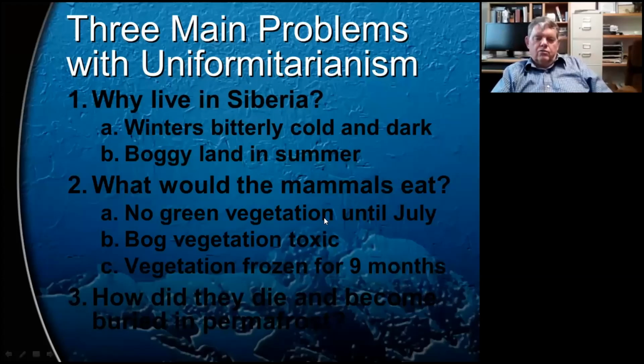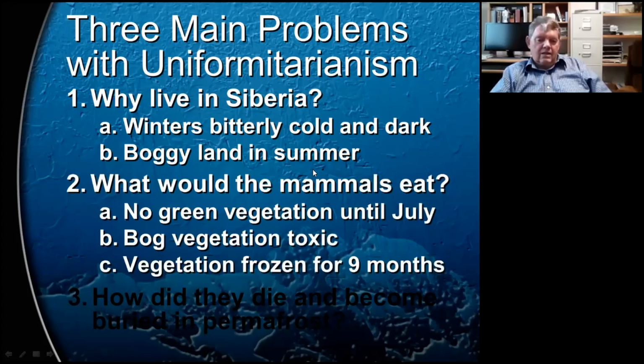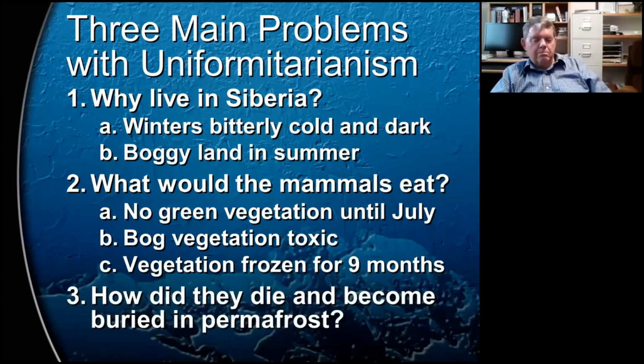So there's three main problems with uniformitarian ideas. First of all, why would mammoths and those 40 other types of mammals want to live in Siberia today? If it's like today, the winters are bitterly cold and dark and it's a bogland in summer. They can hardly get around. Also, what would they eat? There's no green vegetation in northern Siberia until July, and bog vegetation is toxic. The vegetation's frozen for 9 months, so what are they going to eat? And how did they die and become buried in permafrost? I don't think they've come close to answering this question.